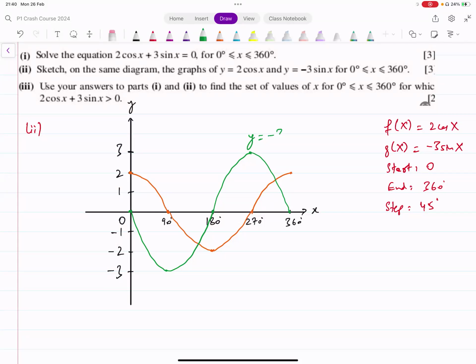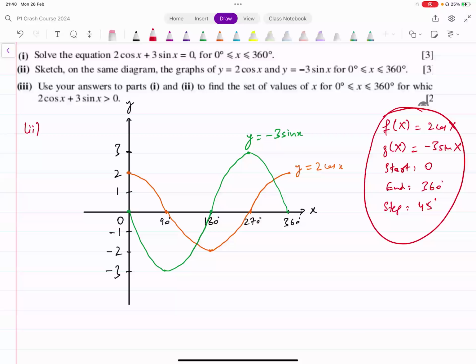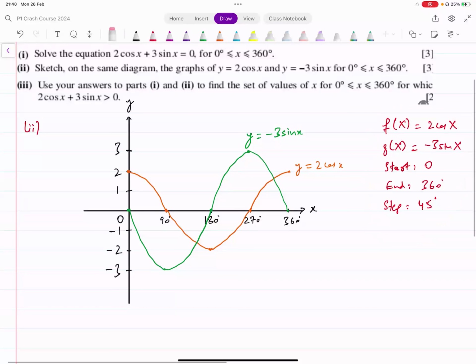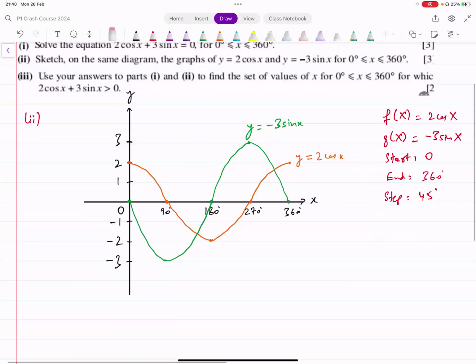Okay, so this is -3 sin x. So it's important to label those graphs then. This is -3 sin x, and the other one is 2 cos x. That's all that you have to do. And the second part, you can do that using the table function. That makes it so easy. You don't really have to think much. Just draw that directly like this.